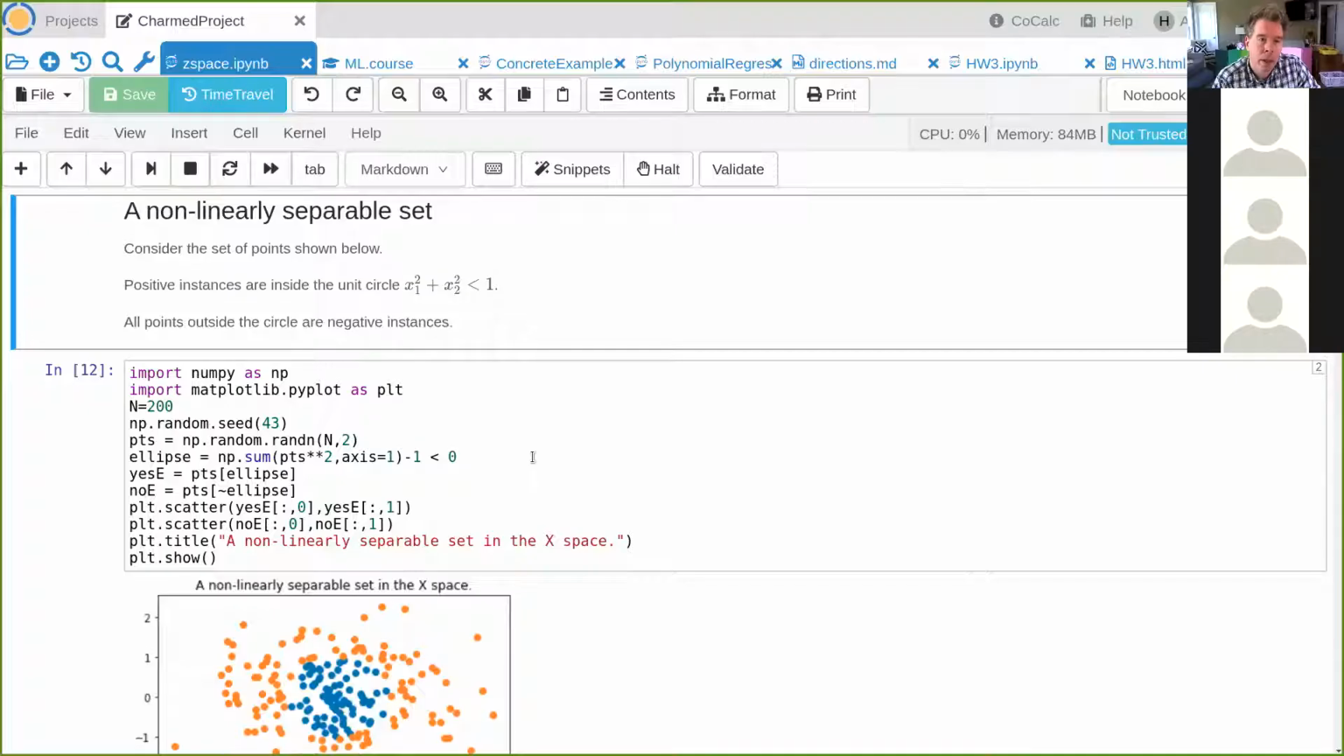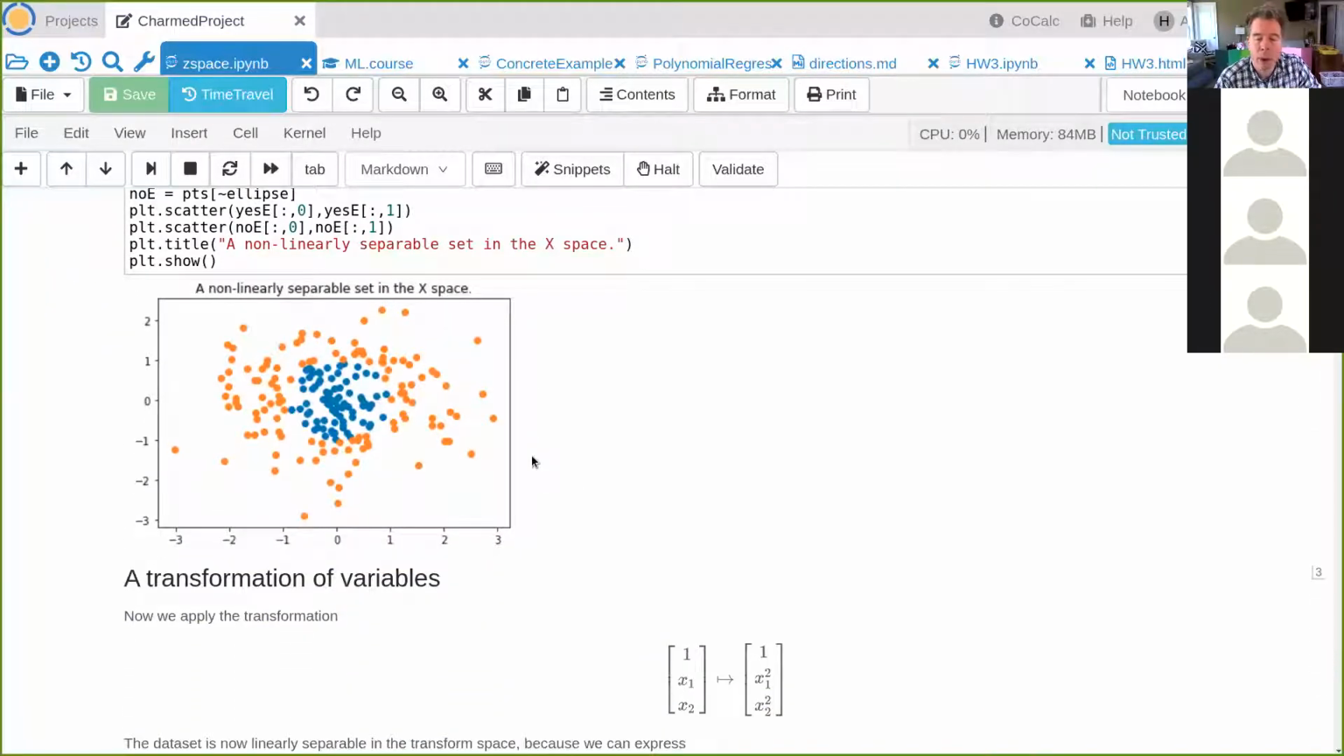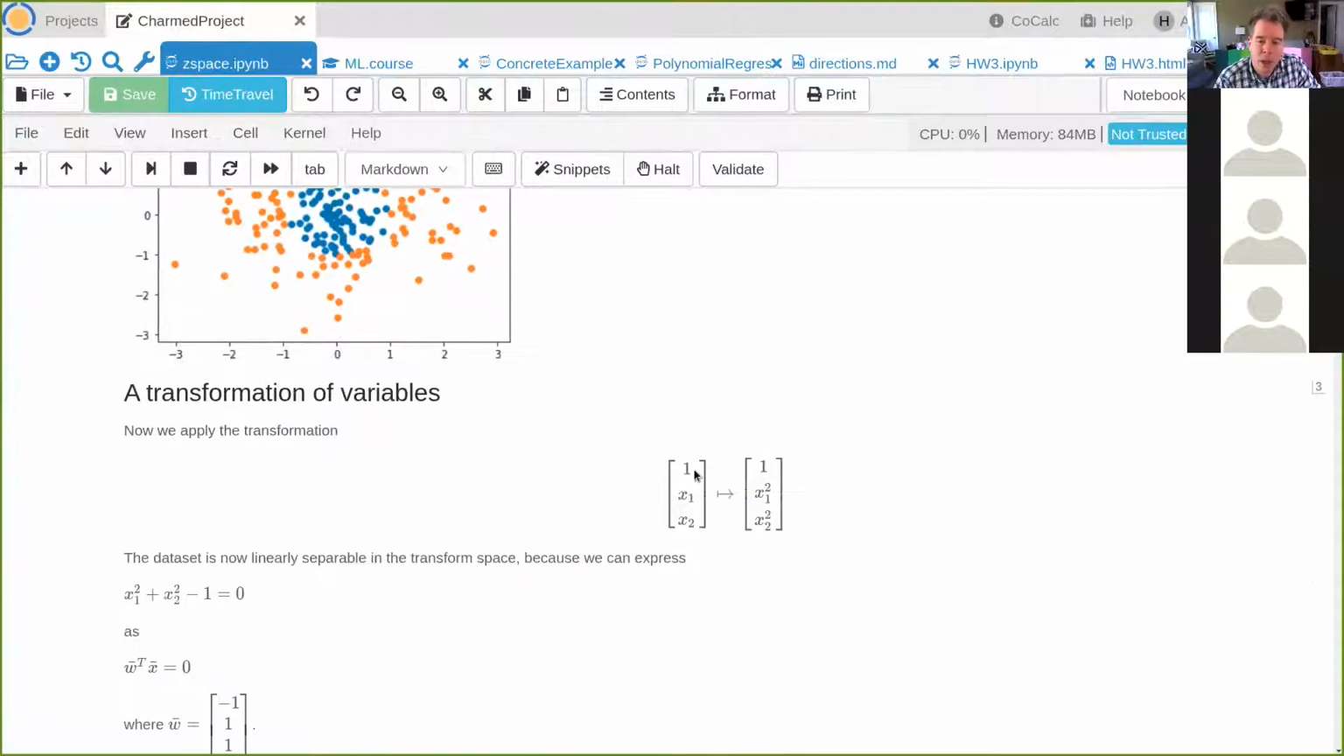All right, so here we are, a non-linearly separable set, but we are going to linearly separate it. So how are we going to do that? You can't express the equation for the unit circle in terms of the variables x1 and x2 without squaring them.